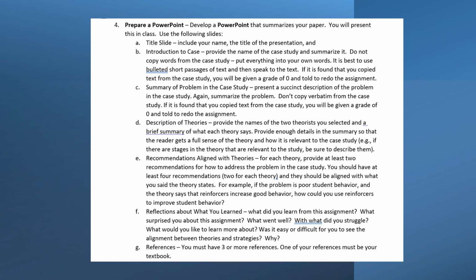You must have references, three or more references. I'm not requiring citations in the PowerPoint, but put three references of sources you used. One of them may be your textbook. So you'll probably want to use your textbook, maybe one of the articles we've read in class, or something from the internet. As always, alphabetize your references and make sure that they're in proper APA format.